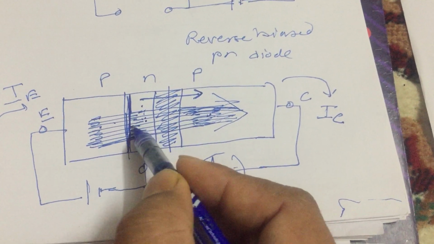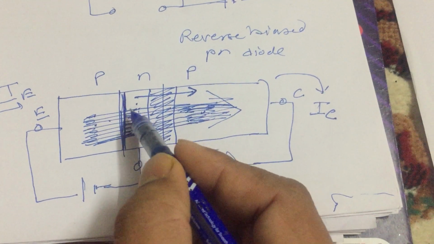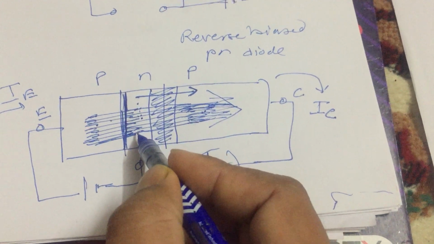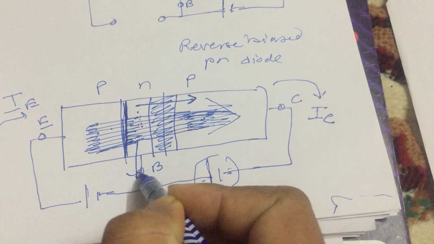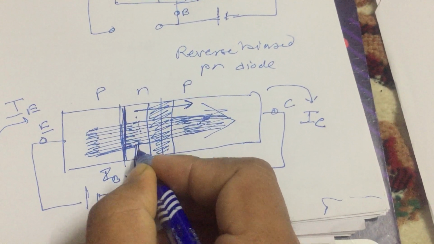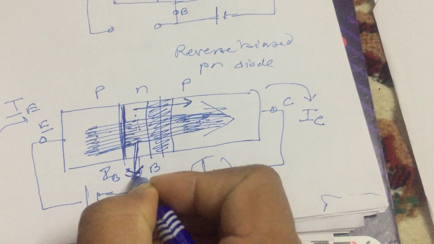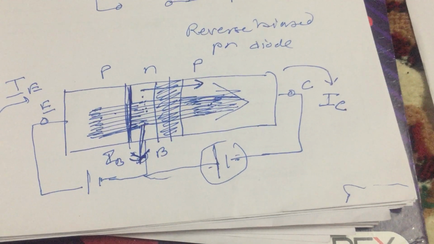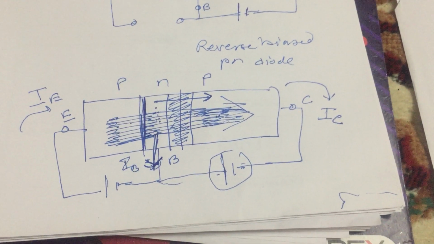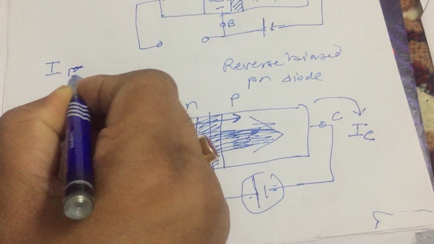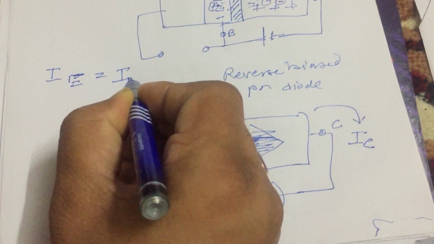Now when holes reach from P to N and then N to P, base to collector, it takes some time. So when a hole is in this N region, there are several free electrons, and the hole and electron will recombine and a very small current flows, that is the base current. A very small current flows from this region, and this is the base current. We say it is IB. So now these are all the directions of currents. The current equation is: IE is equal to IB plus IC.